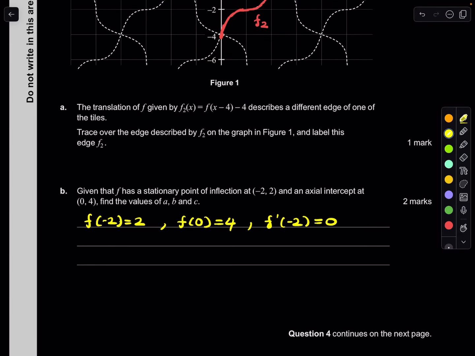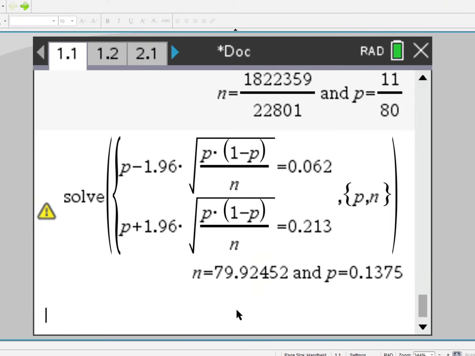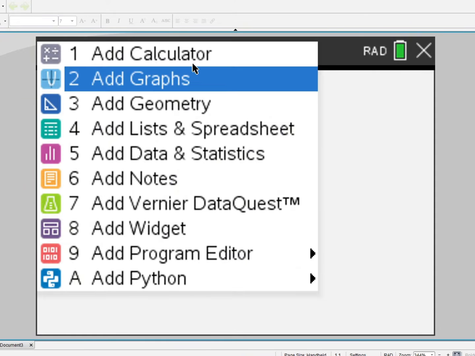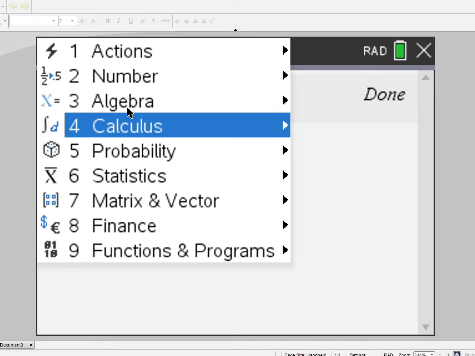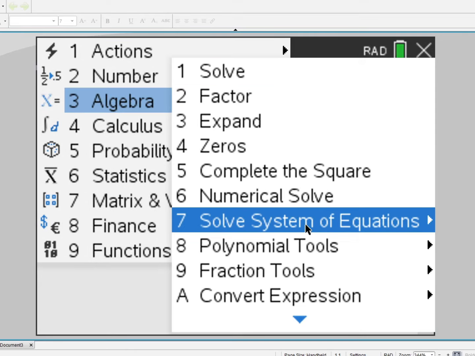Let's do that right now in my class. I'm going to just define f of x right now. So f of x is, control n, make a new f of x is a times (x minus b) to the power of 3 plus c. Done.